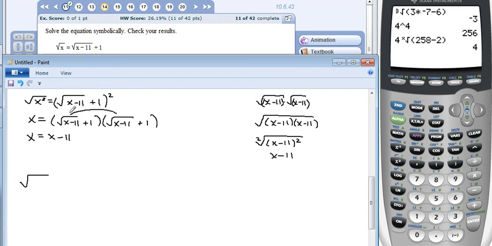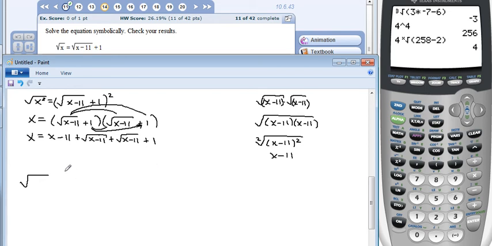Now my outside term is 1 times the square root of x minus 11, which is the square root of x minus 11. My inside, same thing, plus the square root of x minus 11. See how squaring both sides wiped this one out, but not that one? So we have to do it twice. So now we have plus 1. Okay?